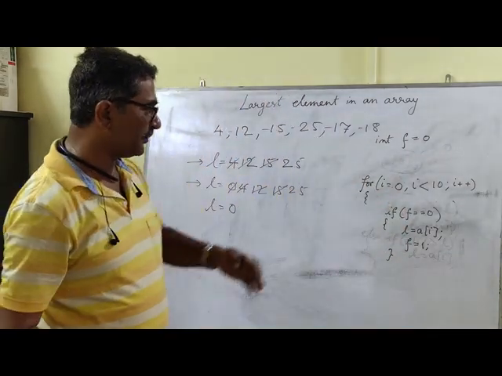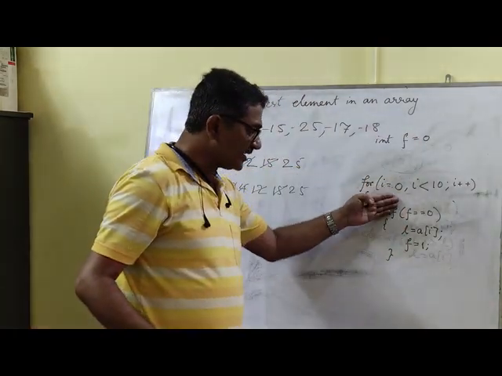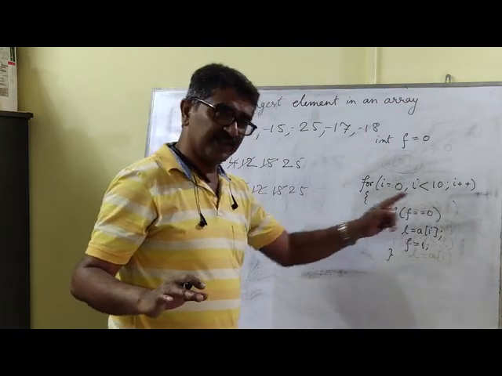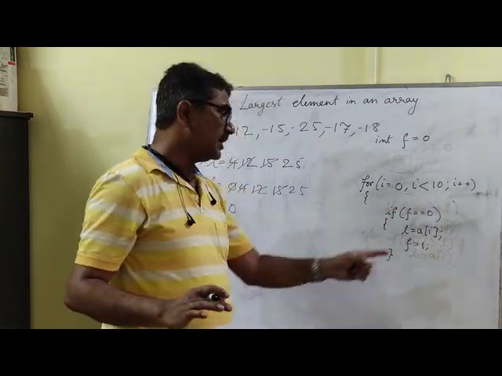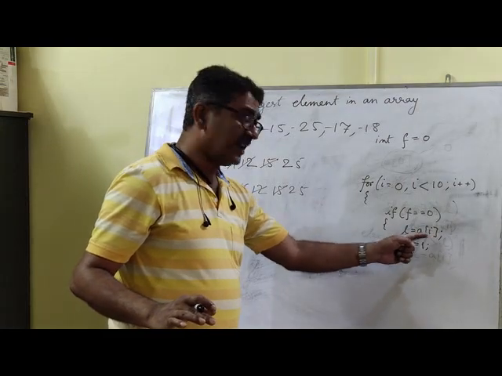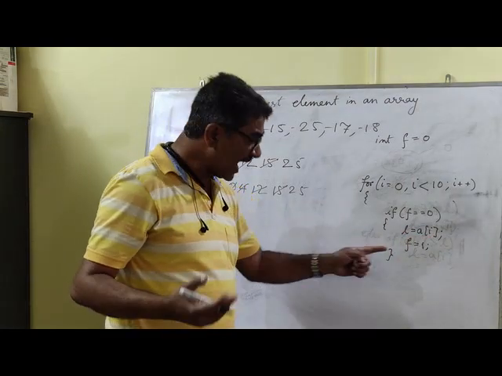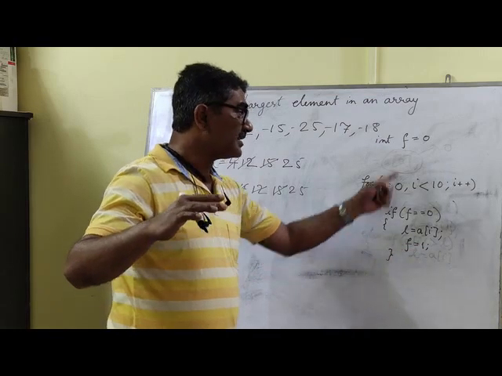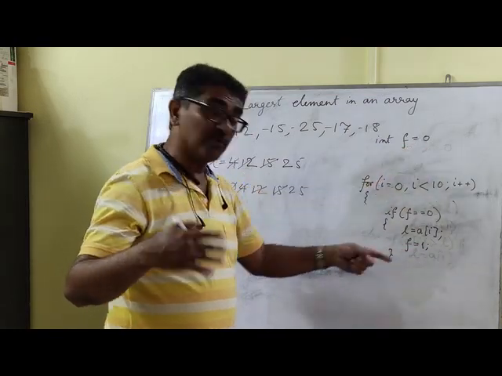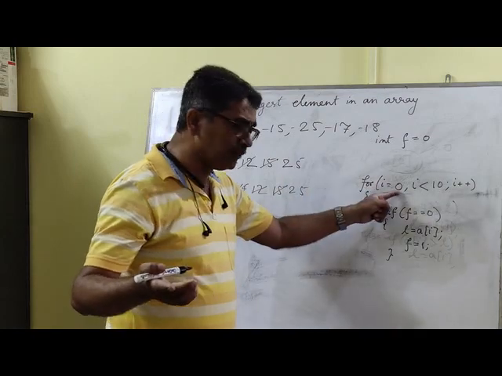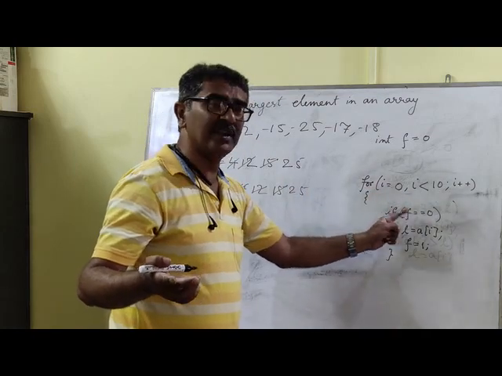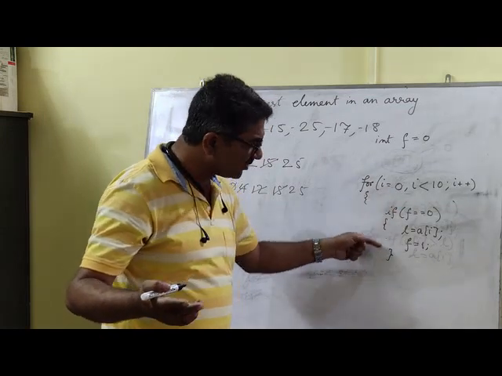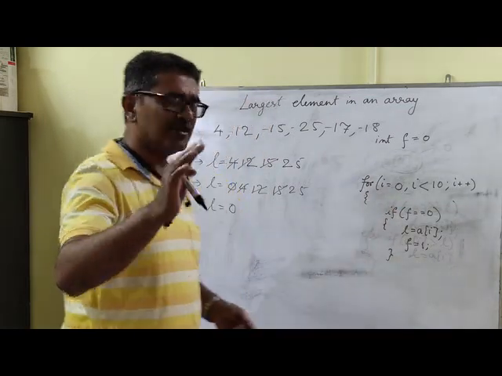What is going to happen? f is initially 0, so when it enters the loop, the value of f is still 0. Now if f is 0, what did I do? I'm storing the value of A of I into L and making the value of f to be 1. That means I'm replacing the value 0 with 1. So what happens? Next time when the loop iterates, the value of f will no longer remain 0, it will become 1. So since it is 1, it is never going to execute this if. So my purpose is solved.